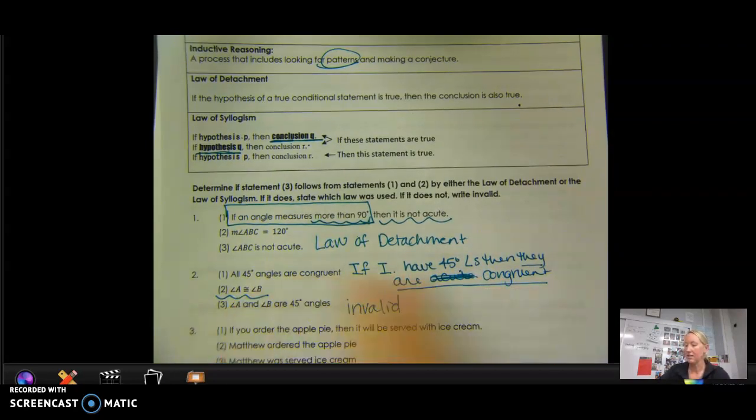Because I made the conclusion true does not mean that the hypothesis has to be true. Just because angle A is congruent to angle B does not mean that they're 45-degree angles. They took it the wrong way. It's if I have 45-degree angles, then they are congruent. Just because I say that they are congruent does not mean that I have 45-degree angles. They could be 30-degree angles or something else. For the law of detachment, the second statement would have said I have two angles that are 45 degrees. Then by the law of detachment, I could say that those angles are congruent.